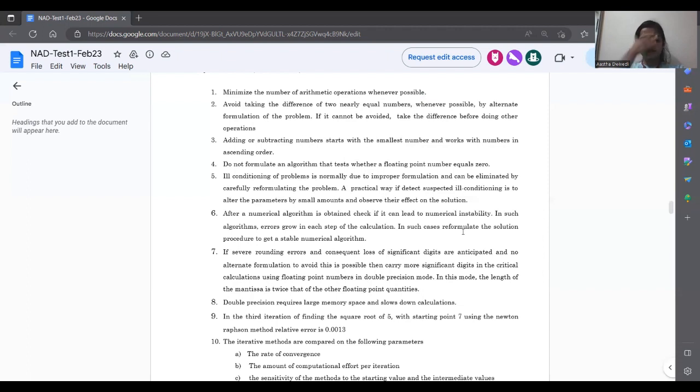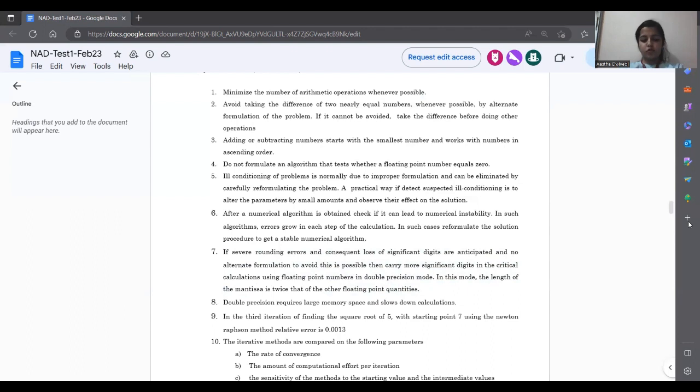Next, if severe rounding error and consequent loss of significant digits are anticipated and no alternate formulation to avoid this is possible, then carry more significant digits in the critical calculation using floating point numbers in double precision mode. In this mode, the length of the mantissa is twice that of the other floating point quantities.